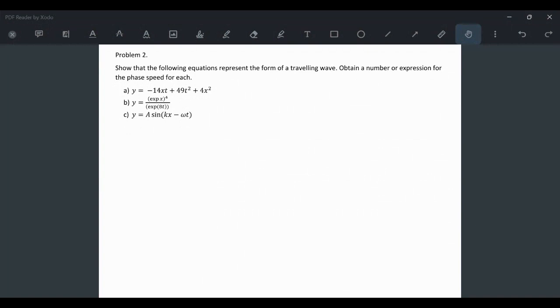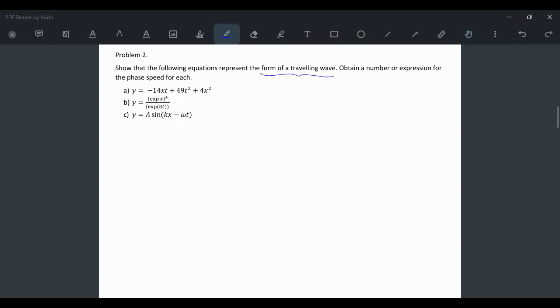Problem 2 here is a bit mathy, so if that bothers somebody, I apologize in advance, but I think it's pretty simple and hopefully easy to understand. We're supposed to show that the following equations represent the form of a traveling wave, and from that figure out what the phase speed is.